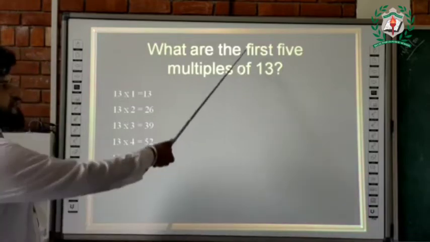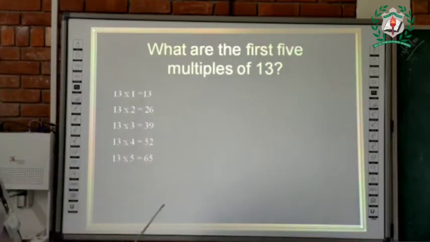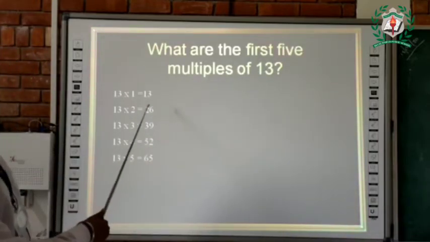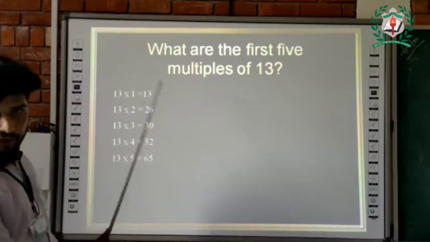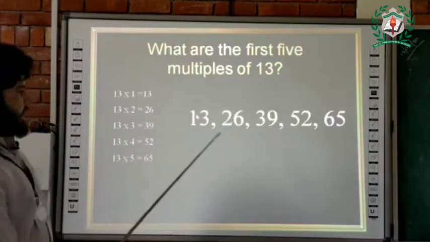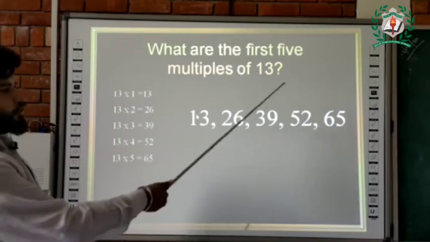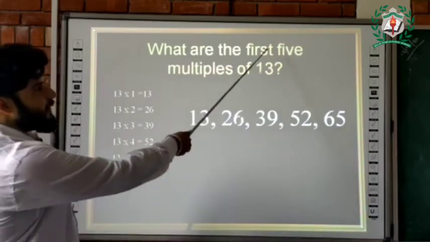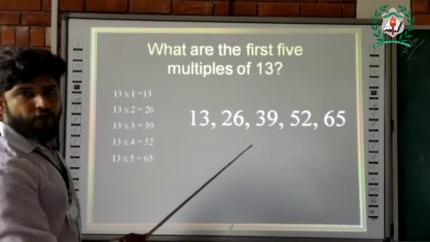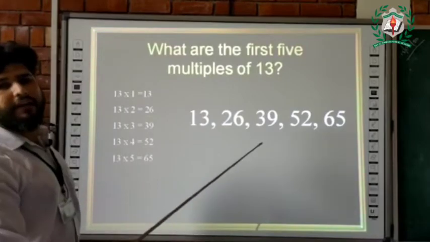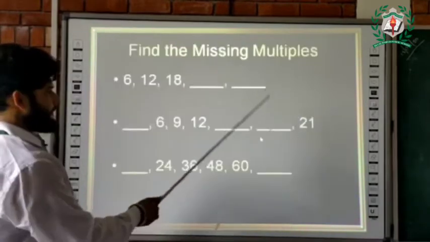We have to find the 5 multiples now. So we can see on the screen, we have just read out the table of 13 and found the multiples. Let's move. 13, 26, 39, 52, 65. They asked for the first 5 multiples. We have found the first 5 multiples of 13. Just read out the table. That is called a multiple.